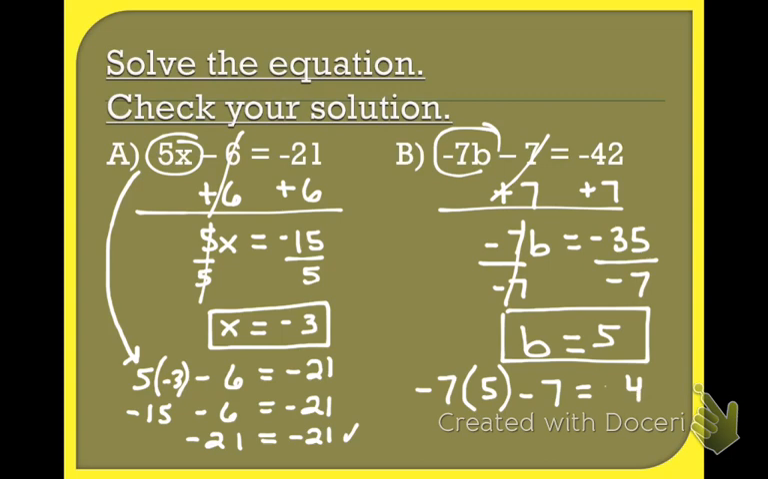Okay, so now plug it in and see what that does equal. Negative 7 times 5 equals negative 35 minus 7. Same sign, add the numbers, which is 42. Keep the sign, which was a negative, and that equals what I wanted it to. So it did check out.